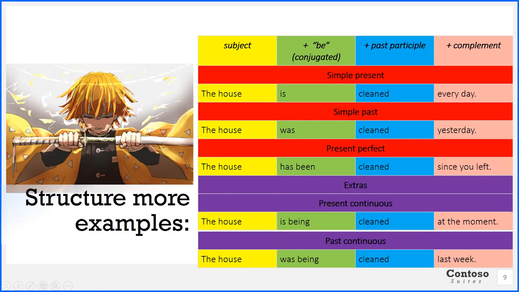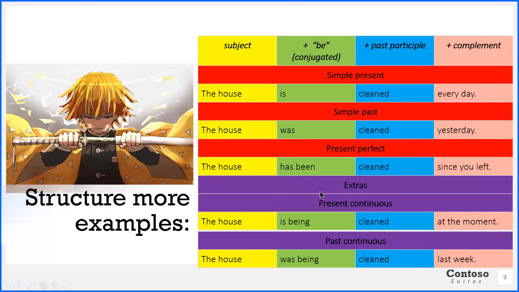Okay, so this is the structure for the regular affirmative sentences. So as you can see, the yellow ones are the subjects, the green ones are the verb to be and how we conjugate it. The blue ones are past participle, and this reddish pinkish thing is a complement. So here we can see the subject. For a simple present one, it would be the house is cleaned every day. Simple past, the house was cleaned yesterday. Sorry. Present perfect, the house has been cleaned since you left.